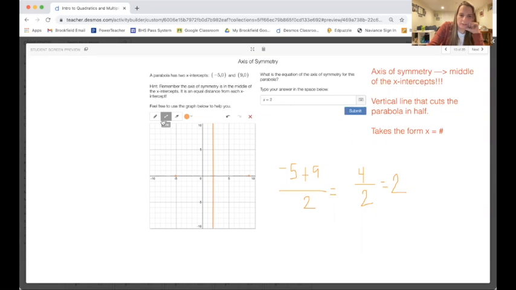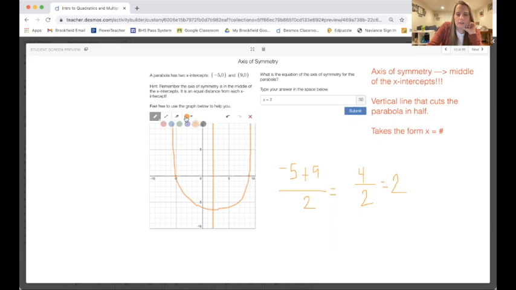So I could do a general sketch of the graph. I don't actually know where the turning point is or if this opens up or down, but it's going to look something like this, roughly. It could, or it could go the other way. We don't know. But that's the axis of symmetry.